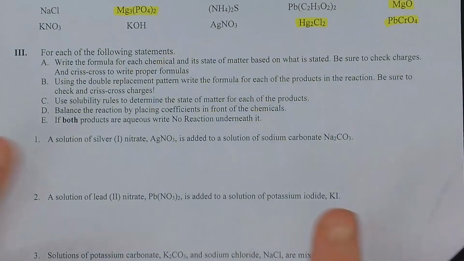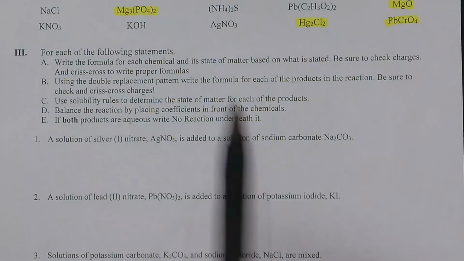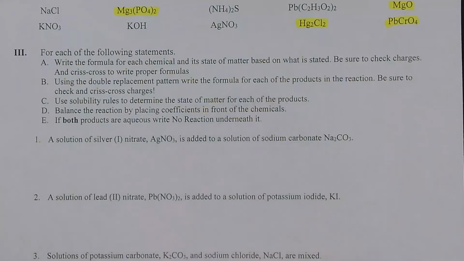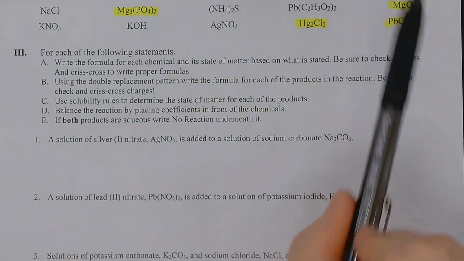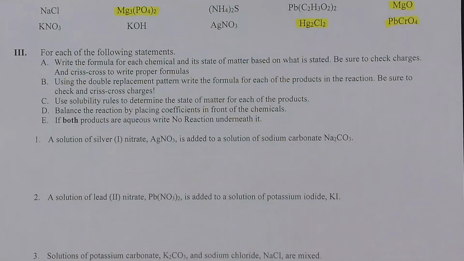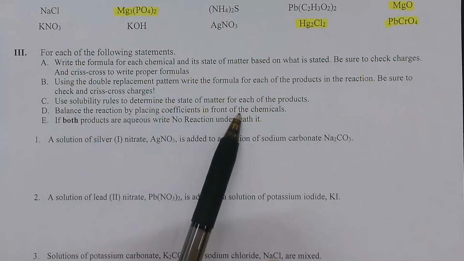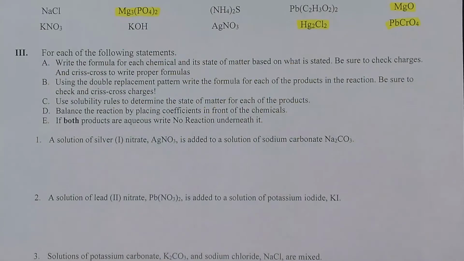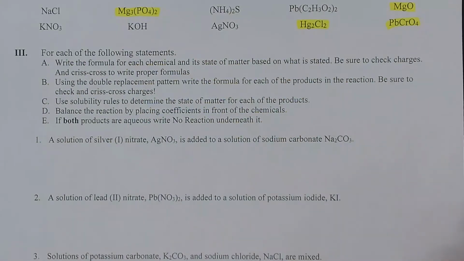So in a double replacement reaction, your cation basically switches places. Okay, your positive ion and your negative ions are going to kind of move around. We're going to get some new combinations of products. We're going to use solubility rules to determine the state of matter of each of the products. So we're going to determine if they're solid or aqueous, just like up above. We're going to balance the reaction by placing coefficients in front of our chemicals, and then we'll see what happens if both products are aqueous.